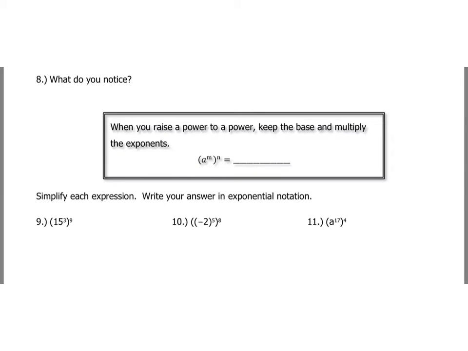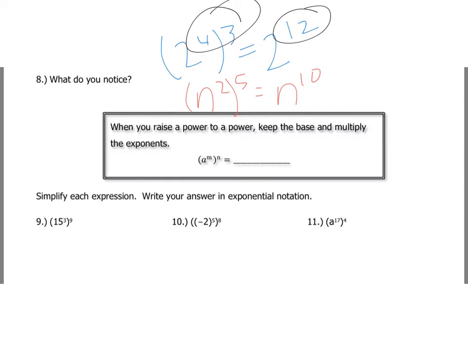So hopefully you've noticed that on the first one, 2 to the 4th power raised to the 3rd power, that answer became 2 to the 12th power. And n to the 2nd power raised to the 5th power became n to the 10th power. What is happening between the 4 and the 3 to become 12? And what is happening between the 2 and the 5 to become 10? If you read the rule down below, it says when you raise a power to a power, you keep the base and multiply the exponents. So 4 times 3 is 12, and 2 times 5 is 10. So a to the m power to the n power is a to the m times n.